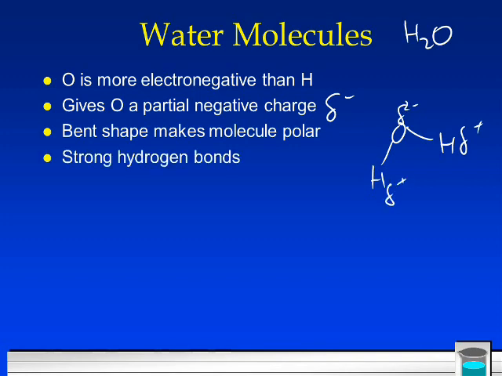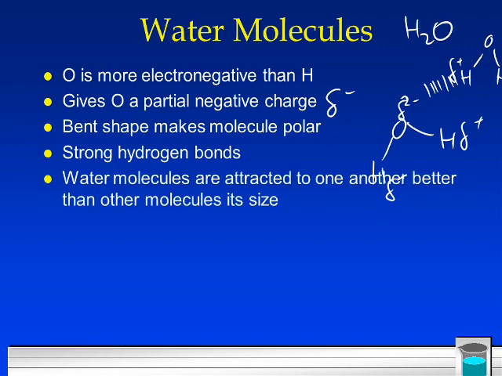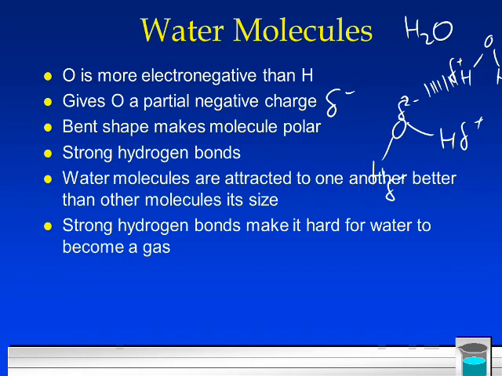And because of the polarity, you have these hydrogen bonds between the water and other water molecules or other things. Strong hydrogen bonds there. So water molecules are attracted to one another better than other molecules of its size. The strong hydrogen bonds will make it very hard for water to become a gas, because these hydrogen bonds are just holding on to each other. Those water molecules are really holding on to each other pretty strong.